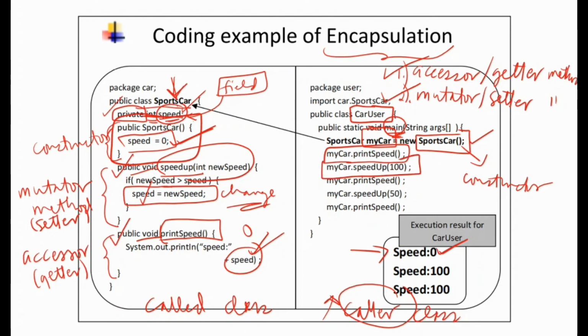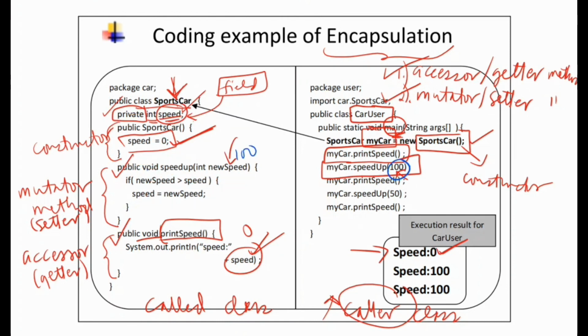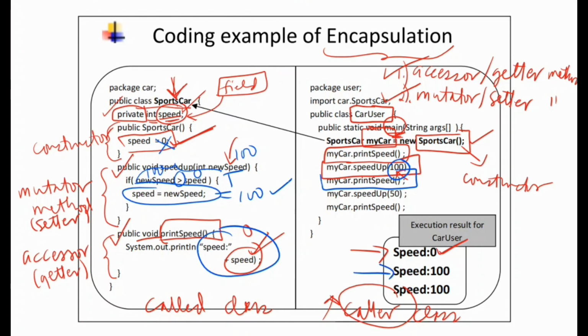And then we execute speed up, passing 100 as the new value of speed. The new speed passed is 100. So is 100 greater than the current speed, which is 0? It is true, the condition is true. Therefore, this is executed. So speed now is equal to 100. From 0, it becomes 100. And then after that, we call print speed. So the output here would be speed is 100 because we changed it here.